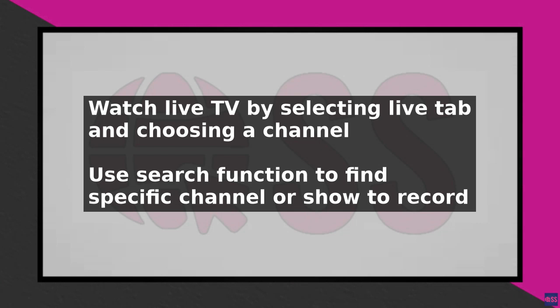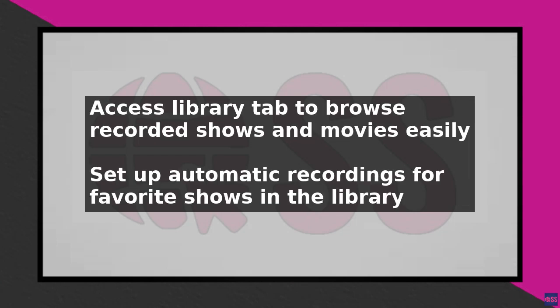The Library tab is where you can access all your recorded shows and movies. You can browse through the list of recordings, delete recordings you no longer want, and even set up automatic recordings for your favorite shows. YouTube TV also offers a range of features, including a cloud DVR with unlimited storage, allowing you to record as many shows as you want without running out of space.